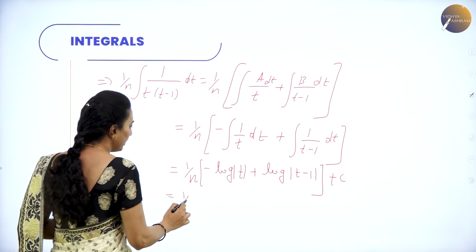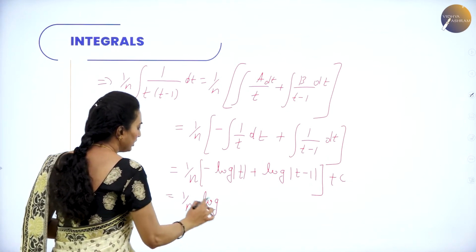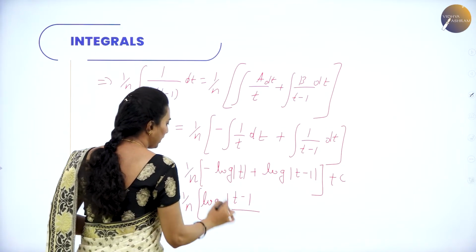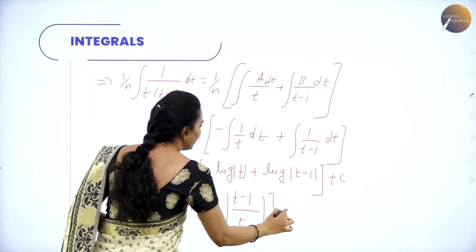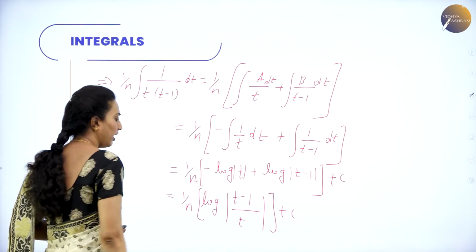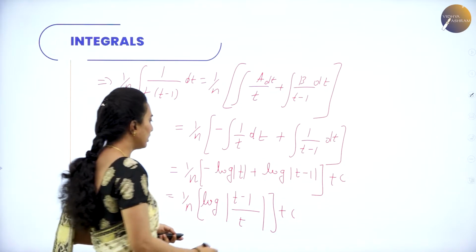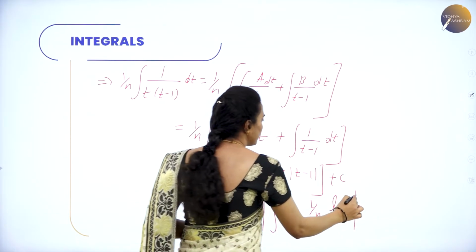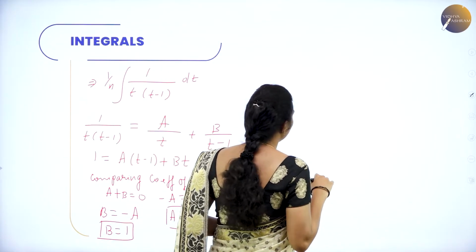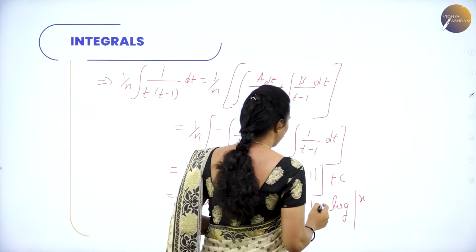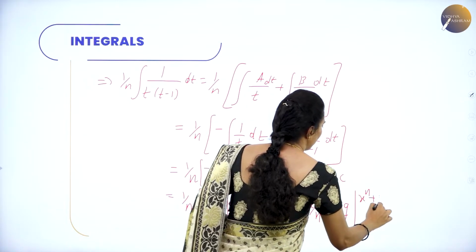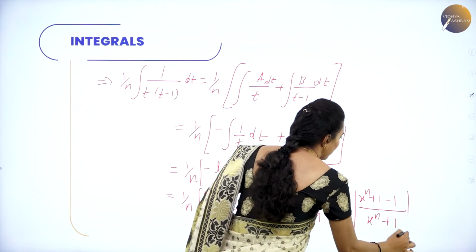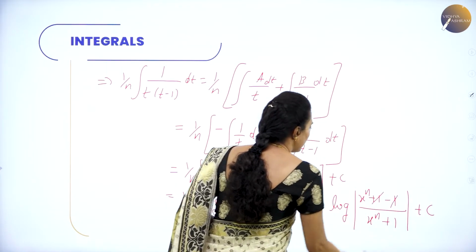What happens to this condition? You can take outside the common factor 1 by n: log of modulus of t minus 1 divided by t, because this is according to log m minus log n. So you can substitute back t, which is nothing but x to the power of n plus 1. Therefore, 1 by n into log of modulus of x to the power of n plus 1 minus 1 divided by x to the power of n plus 1, plus c. Now here plus 1 minus 1 will get cancelled.